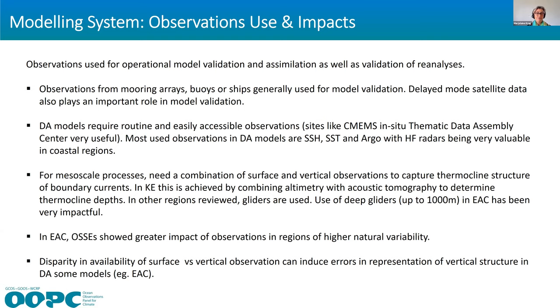In the East Australian Current, some modeling experiments have shown that the impact of the observation is actually higher in a region with a higher natural variability. And another thing that was also noted in Australia is that sometimes there's a disparity in the number of observations available for vertical profiles compared to the surface observations, which are routinely observed by the satellite. And this can cause problems in the representation of the vertical structure in the models. So it's something to look at.